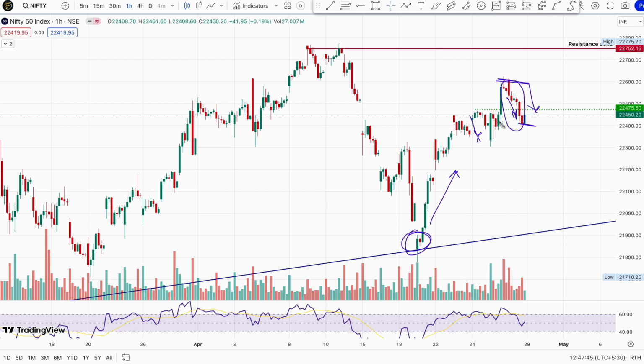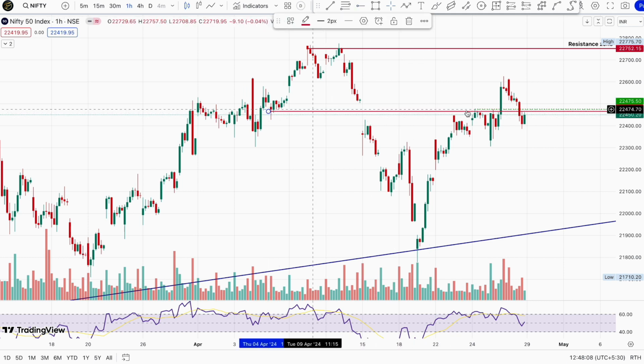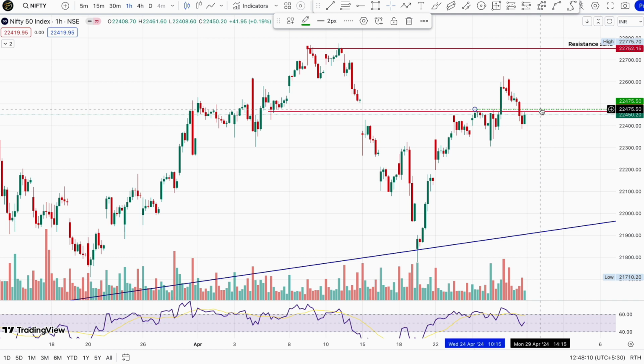Here we can see that this zone will be our support zone, and this zone is 22,475. So this is our support zone as well as resistance zone. This one is a good support and resistance zone that I have marked with the dotted lines.